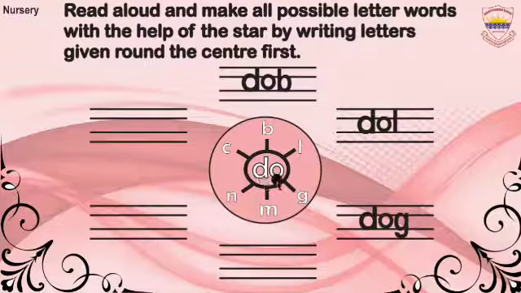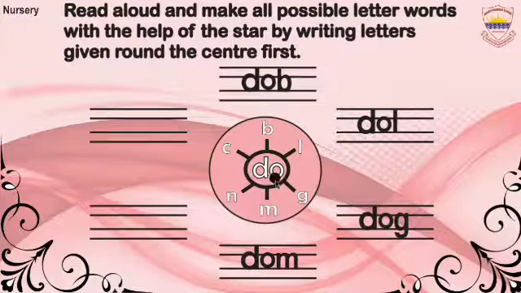Now we merge D, O with letter M. First we will write D, O, then we will write M. D, O, M, dom.